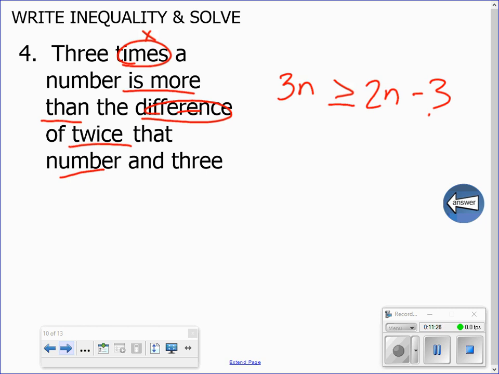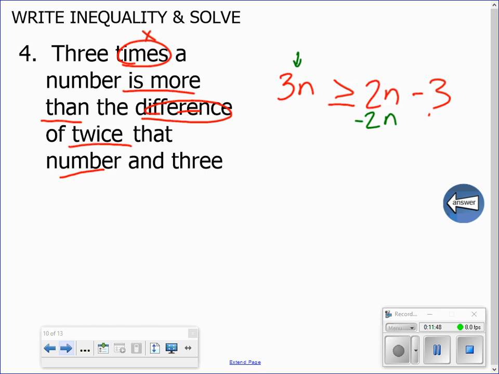We want to solve our inequality. Again, we don't have distributive property. We don't need to combine like terms. We do need to get the variables on the same side. So I'm going to move this 2n because the 3n is already alone on this side over here. So I don't want to move the 3n, but we do want to move this 2n.